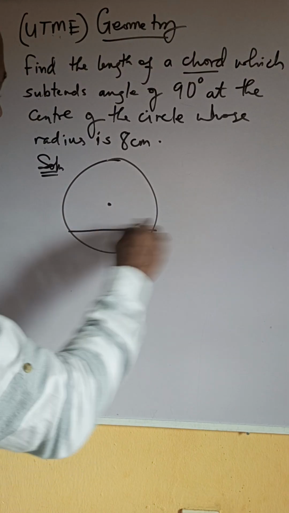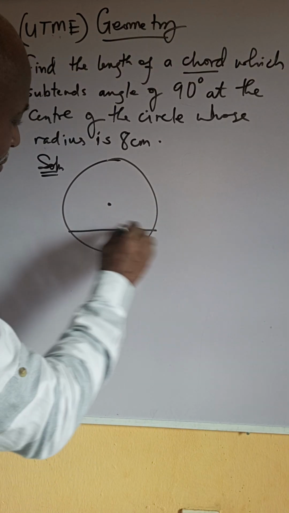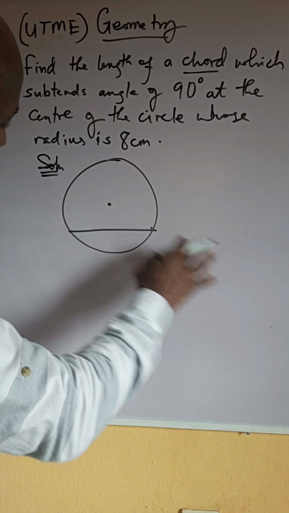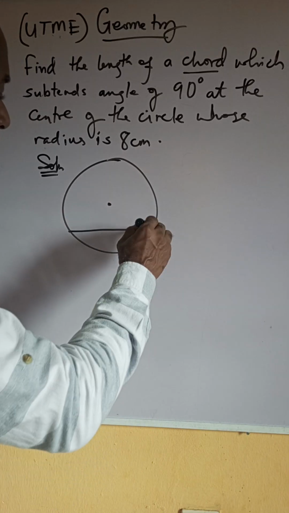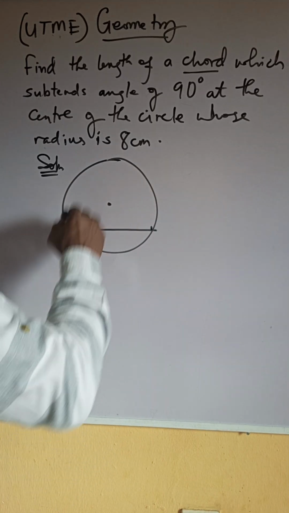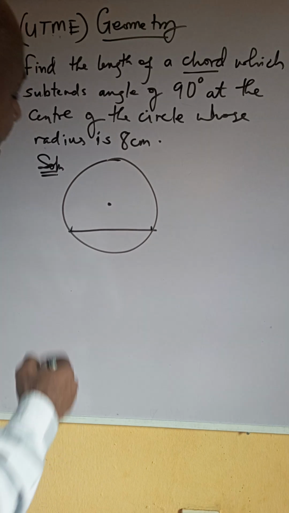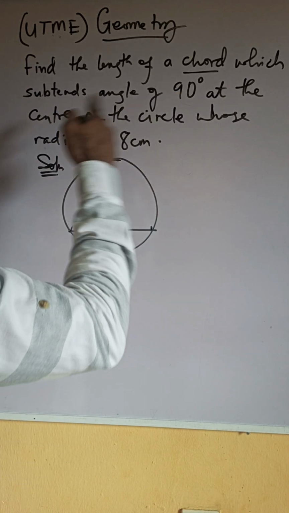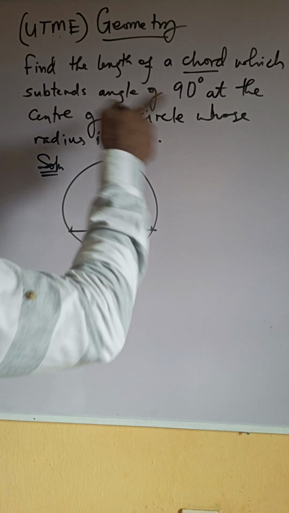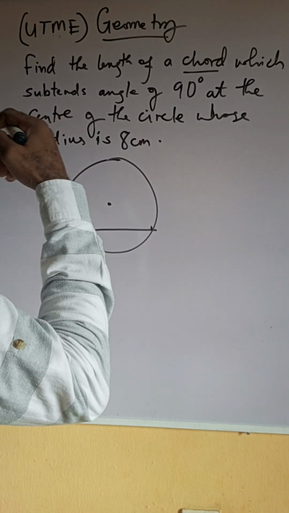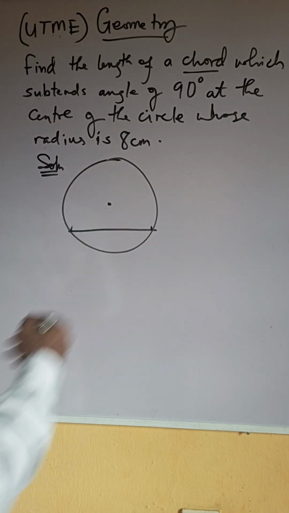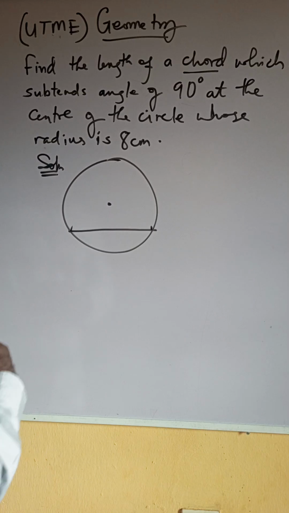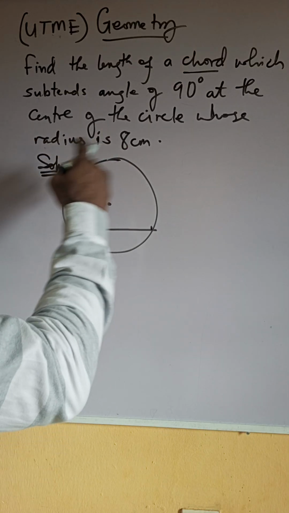So every other line that passes from here to here is regarded as a chord. From here to here is a chord, from here to here is a chord, and so on and so forth. Now, find the length of a chord which subtends an angle of 90 degrees at the center of the circle whose radius is 8 centimeters.